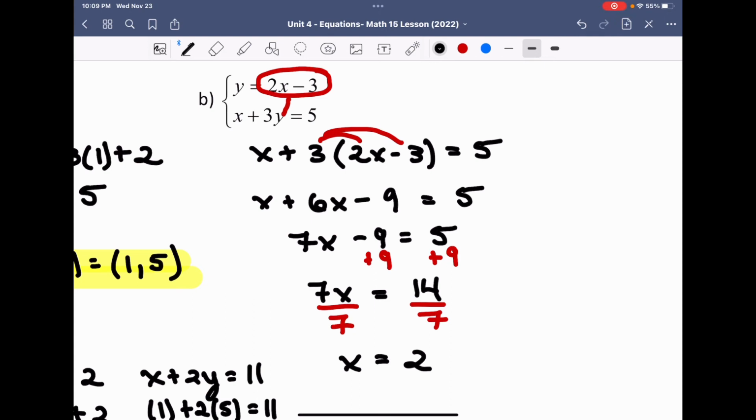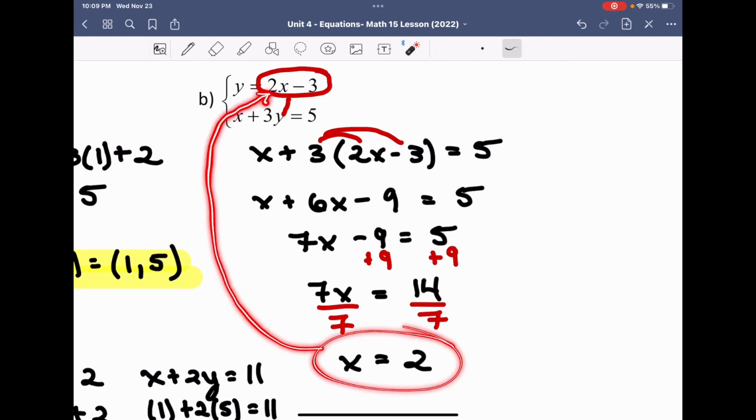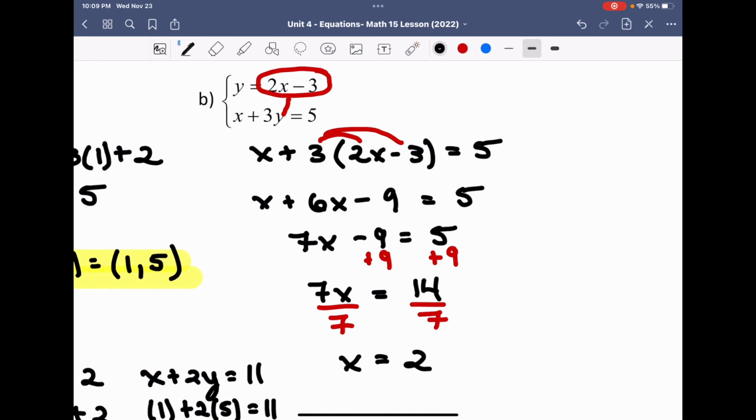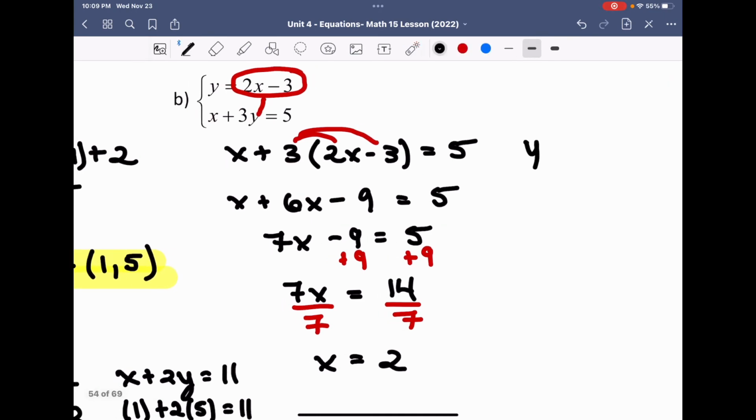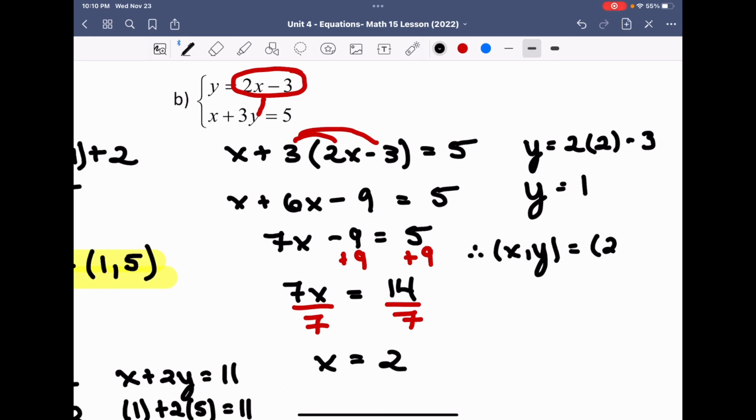Remember, this is only half a solution. We need to take this x value and plug it in for our equation to get our y. So off to the right-hand side here, y is equal to 2 times that x value, 2 minus 3. If I do 2 times 2, that's 4, minus 3 is 1. Therefore, my ordered pair in terms of x and y, which I'll move this way a little bit, x and y, is equal to 2 first, 1 second. There we go.